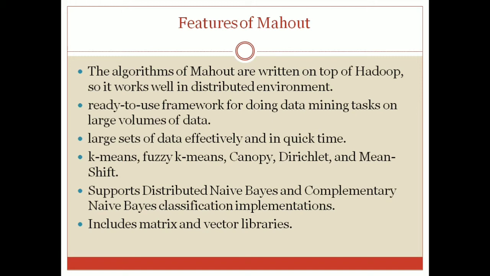There are multiple algorithms built into Apache Mahout, which are k-means, fuzzy k-means, canopy, dirichlet and mean shift. It also supports naive Bayes, that is, distributed naive Bayes and complementary naive Bayes classification implementations. They also include different metrics and vector libraries. So these are some of the features provided by Mahout.